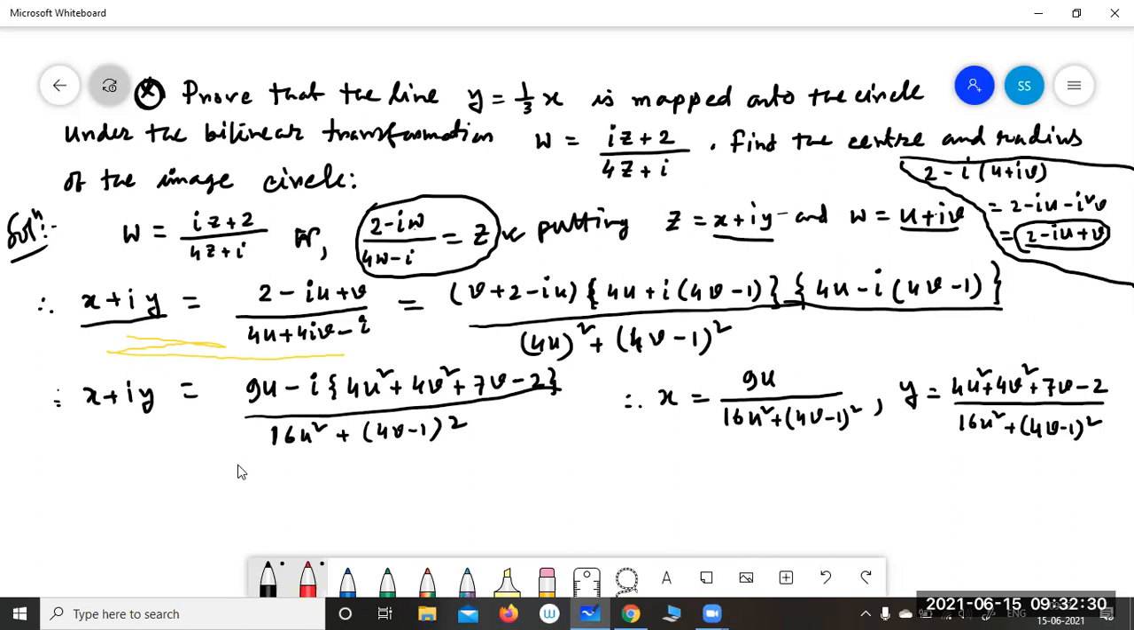So the line was given, y equal to 1/3 x. Here the values of x and y are given, so we just put the value of y and x here. Is it clear? Now we are going to put the values of x and y here. So we are going for the next part of this problem.